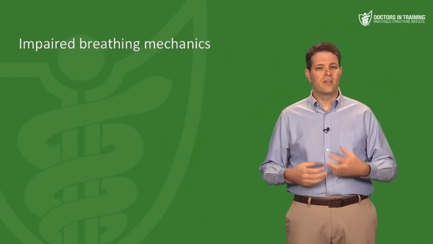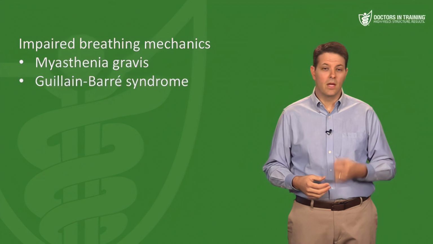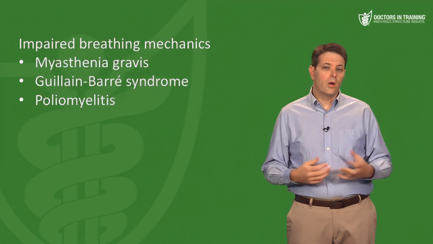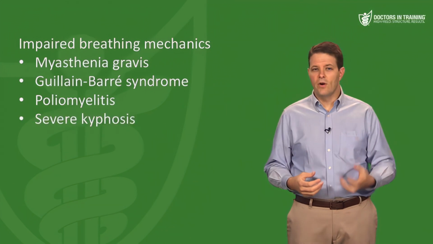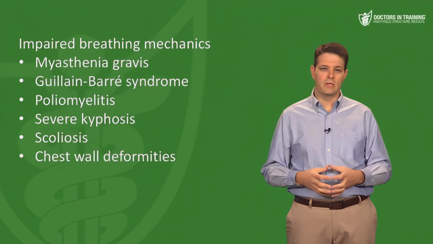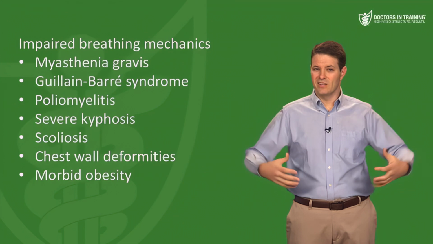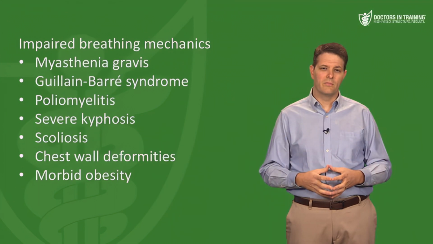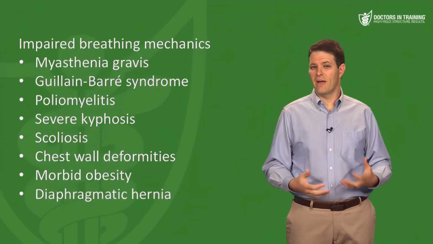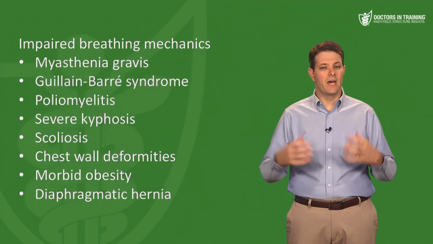So what kinds of disorders interfere with normal breathing mechanics? Well, it could be muscular disorders like myasthenia gravis, Guillain-Barré syndrome, or poliomyelitis. So muscle weakness means difficulty breathing. Or it could simply be a structural problem. Severe kyphosis or scoliosis or various chest wall deformities can potentially restrict the lungs from expanding normally. Likewise, morbid obesity can make it hard to expand the lungs because there's an extra layer of adipose tissue that's compressing the chest and restricting the lungs. Another structural disorder would be a diaphragmatic hernia that simply takes up space inside the thoracic cavity so that the lungs can't expand. So all these disorders restrict the volume of air that enters the lung.